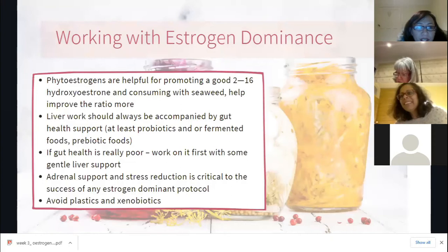So phytoestrogen is very important because it helps block those receptor sites for the aggressive estrogen. That includes things like your tofu, for example. Seaweeds and tofu should all be included in your diet. Make sure it's non-GMO. You want to support your gut, your liver, and your adrenals with adaptogens.